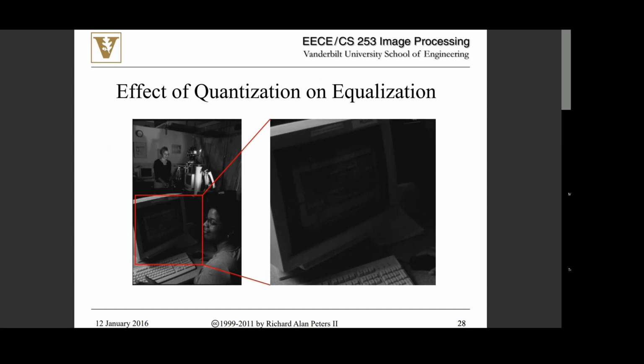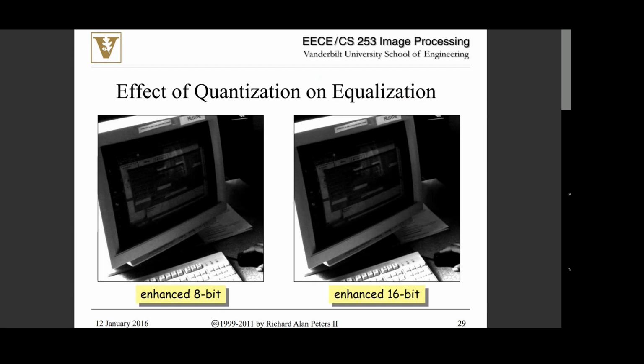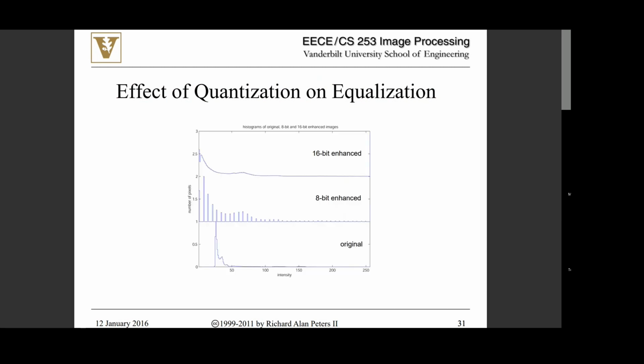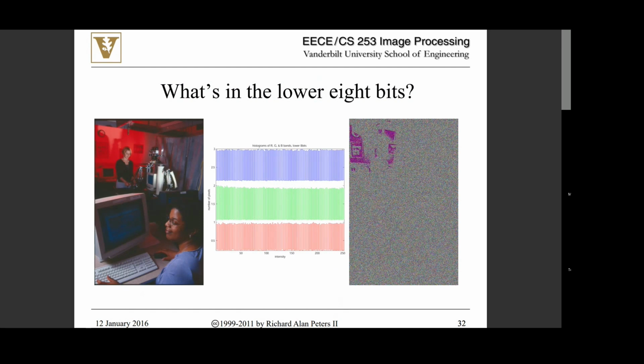Okay, so let's take that part. You do an enhancement with 8 bits, with 16 bits, and we know that one of them has these holes while the other one doesn't. Okay, and what is in the lower 8 bits? So let's say that we take this image.